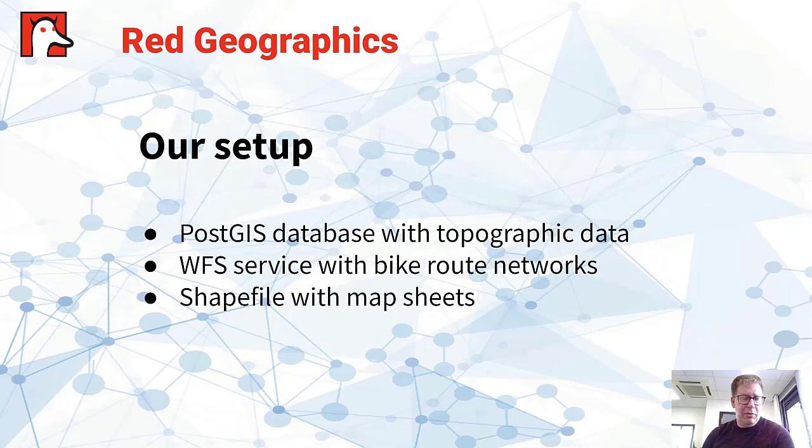So the setup that we have, I've created a small sample project for this. The setup that we have is we've got a PostGIS database with cartographic data. It's 1 in 10,000 scale data for the Netherlands, for the entire country. We're connecting to a WFS service that a data supplier is hosting, which contains bike route networks and mountain biking routes, again nationwide. And then we've got a separate shapefile with, in this case, 4 map sheets defined.